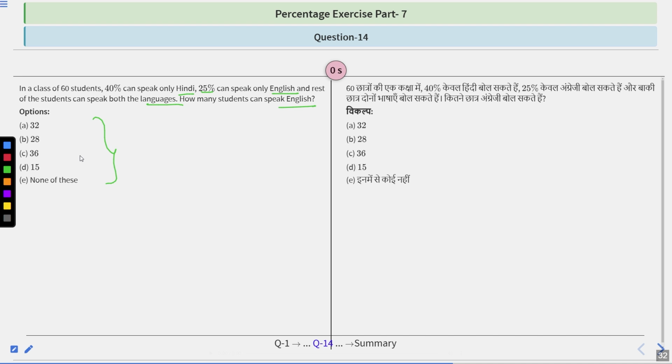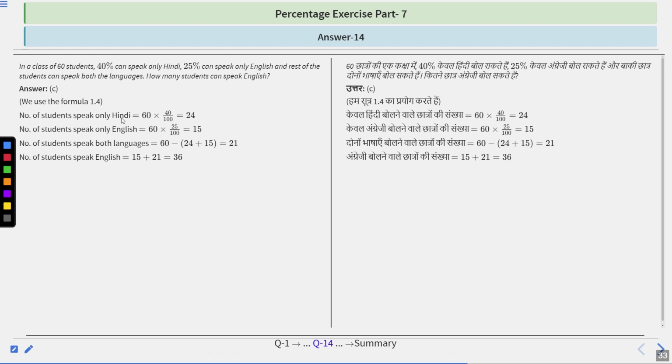Now time's up. Let's see the solution. According to the question, the number of students who speak only Hindi is 40%. So 60 multiplied by 40 upon 100, which is 24. The number of students who speak only English, 60 multiplied by 25%, we get 15. The number of students who speak both languages will be 60 minus (24 plus 15), which is 21. So the number of students who speak English is 15, who speak only English, plus 21 who speak both, total 36. So C will be the correct answer.